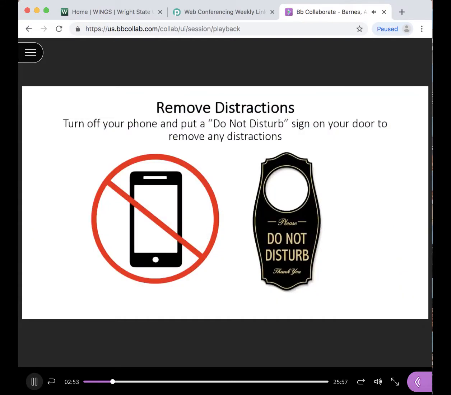Again, please remove all distractions. That includes phones, cell phones. Go ahead and turn those off. And you want to shut your door and, if necessary, put out a do not disturb sign for the duration of our session.